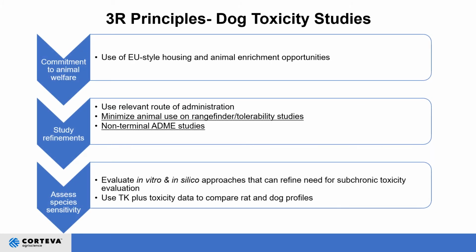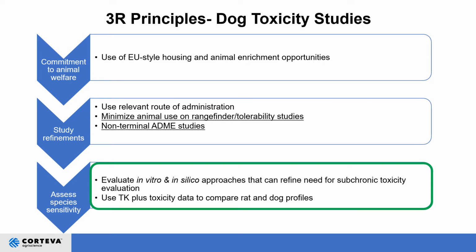Within the 3R principles, consideration and commitment to animal welfare principles is first and foremost. Refinements consider the relevant route of administration, and study design improvements have greatly minimized animal use on short-term studies, including removal of control animals, as well as the option of non-terminal endpoint metabolism studies.